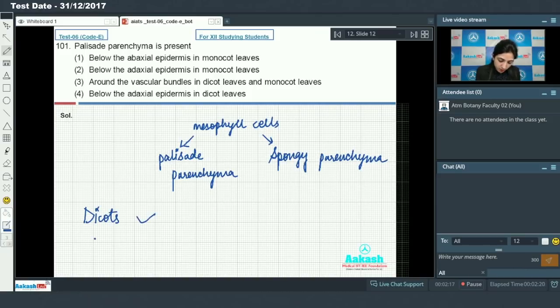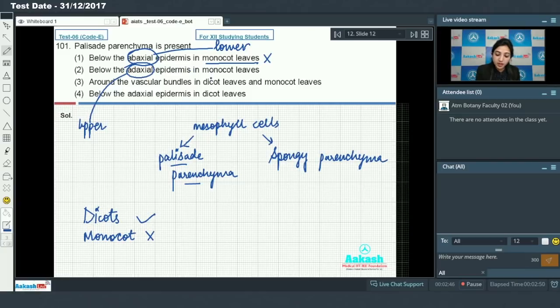In dicots it is present, but in monocots it is absent. Monocot leaves do not have palisade parenchyma. So below the abaxial epidermis, abaxial is the lower epidermis. In the lower epidermis of monocot leaves palisade parenchyma is absent, so this is ruled out. Below the adaxial epidermis, adaxial is the upper epidermis, in monocot leaves it is absent, so this option is also ruled out.